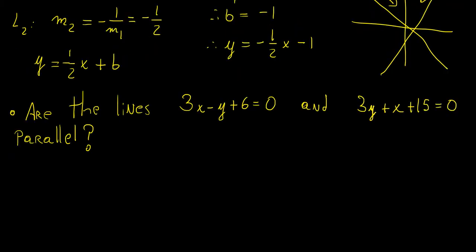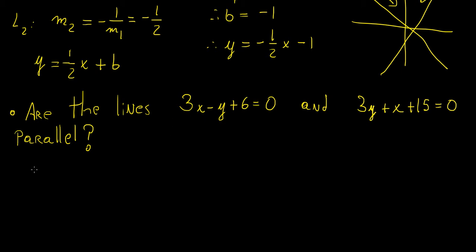And now for the last question here, we're going to find out, okay, so are the lines, this one and that one, parallel to each other? Now you can see that we need to rearrange them, because obviously we cannot really work with this as it is. We need to find the gradient and y-intercept. So we're going to rearrange each of them.